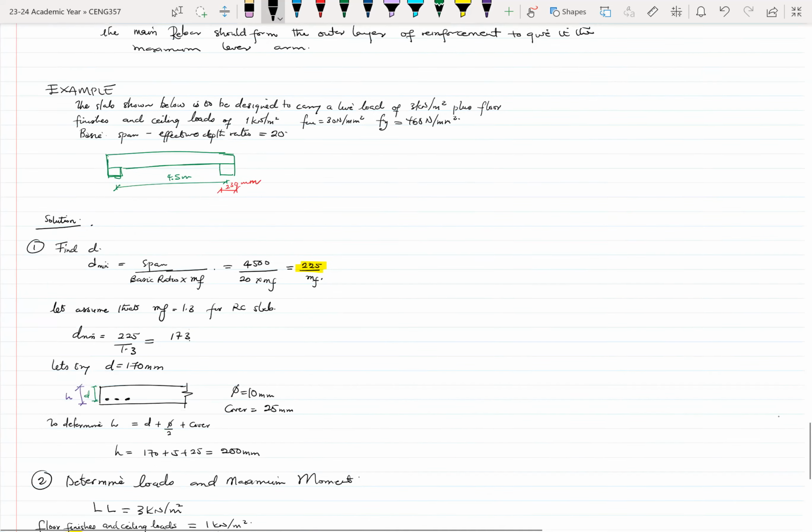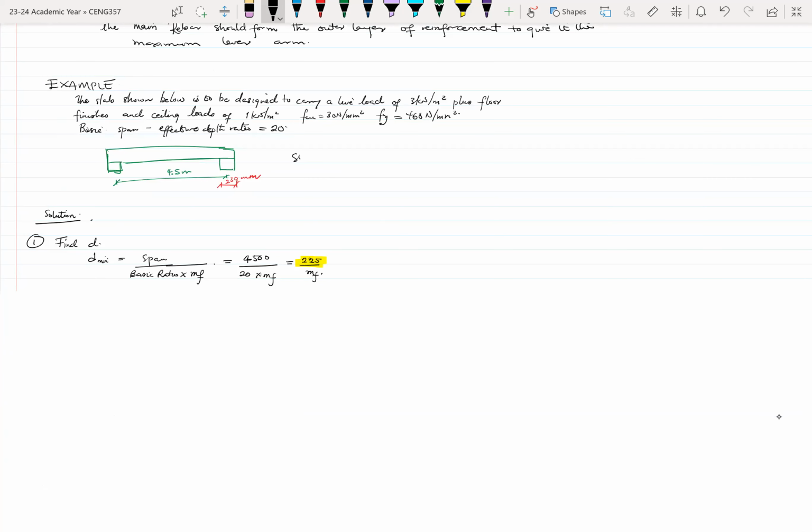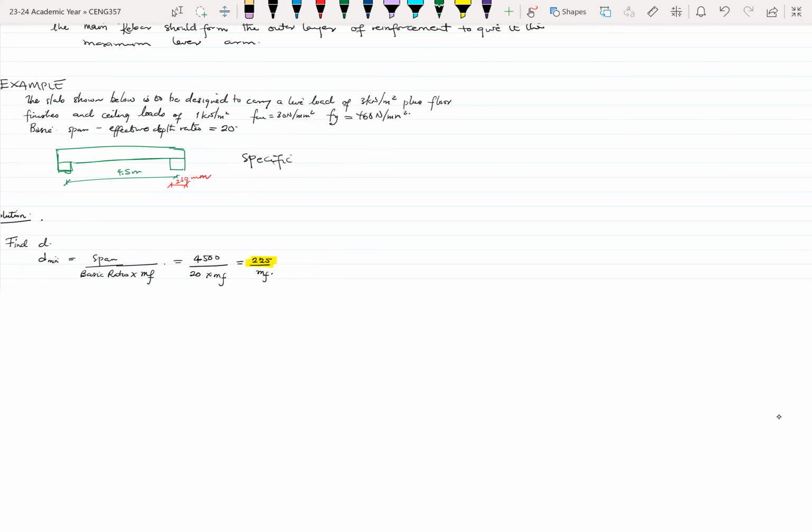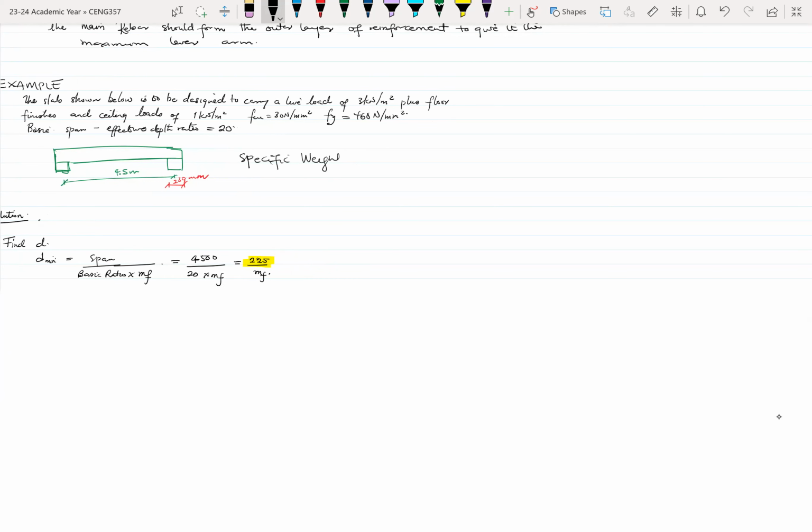And so that writes over here the specific weight, or specific gravity is fine. Weight or gravity is the same. And normally it's given as 20 kilonewtons per meter cube. Okay.